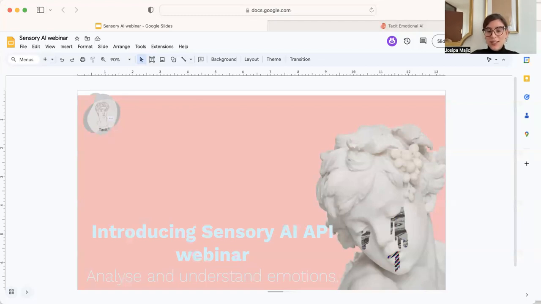The topic this week is sensory AI. The topic is, what is sensory AI? What do you need to know about it? And lastly, how you can integrate sensory AI through our API within your existing, whether it's a third-party market research app, whether it's doing research through the Tacit platform, or if it's the fact that you just have existing market research data that you would want to have analyzed through our sensory AI.